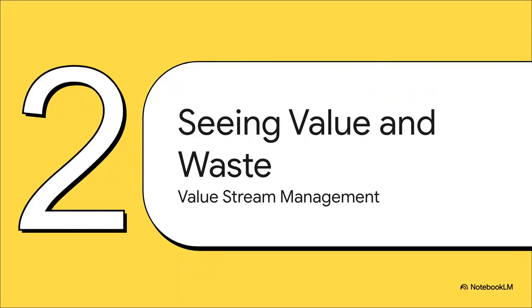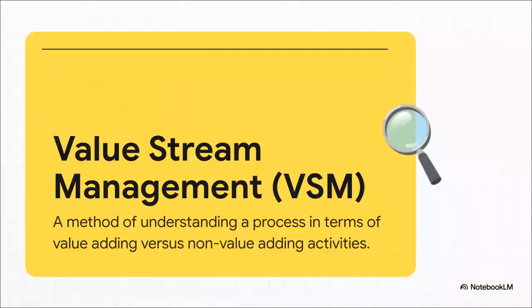So once you've found your main bottleneck, the next move is to look at your entire process through a completely new lens, the lens of value. And that brings us to Value Stream Management, or VSM. This is such a powerful way to see things. It's about mapping every single activity that happens, from the moment you get raw materials to the second the product is in your customer's hands.